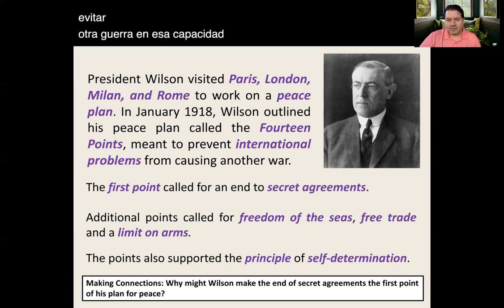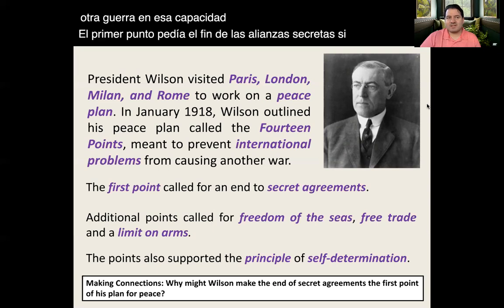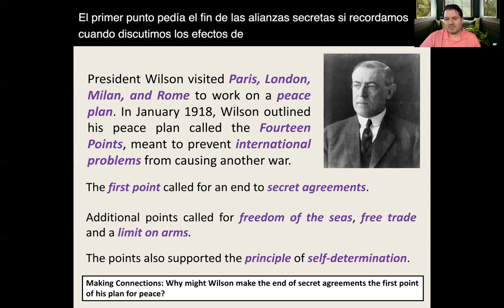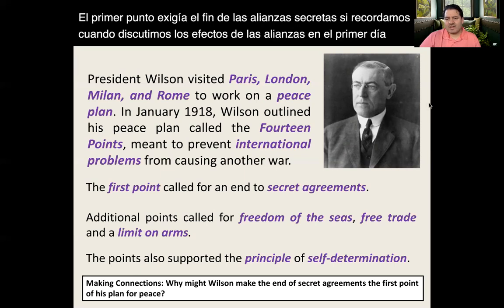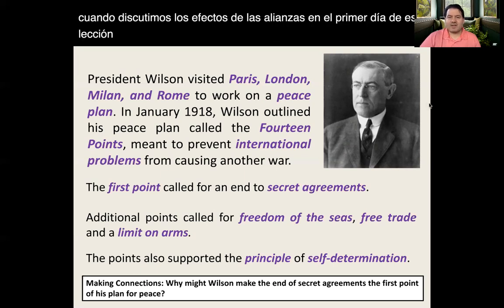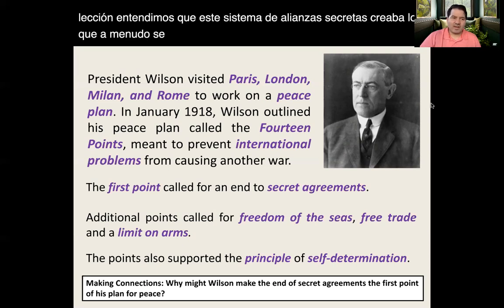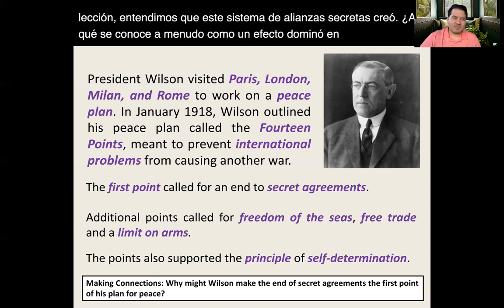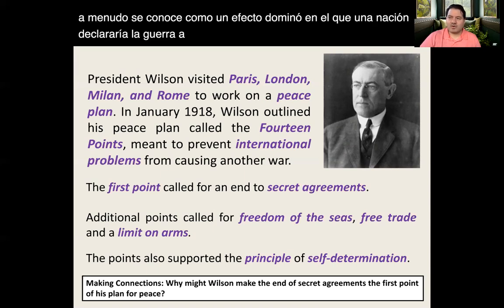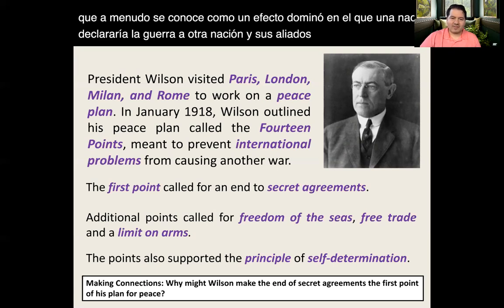The first point called for an end to secret alliances. If you remember when we discussed the effects of alliances on the first day of this lesson, we understood that this system of secret alliances created what is often referred to as a domino effect, in which one nation would declare war on another nation and their allies would do the same and follow, just causing this worldwide conflict.